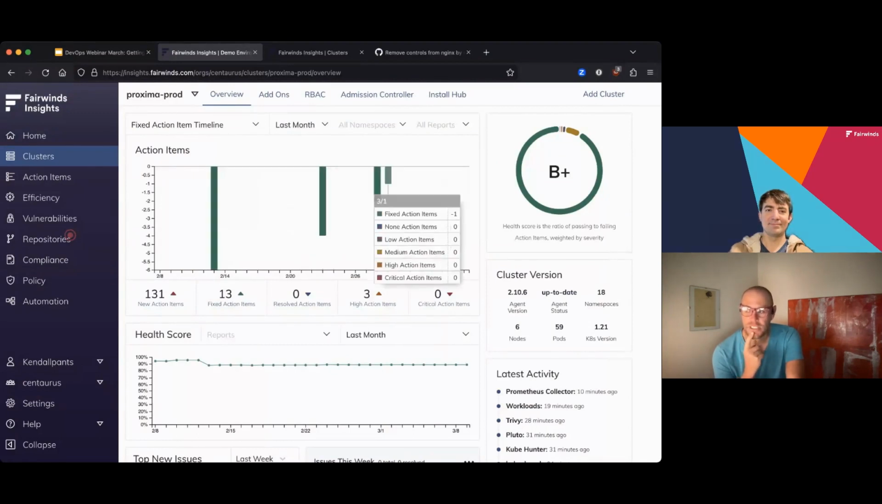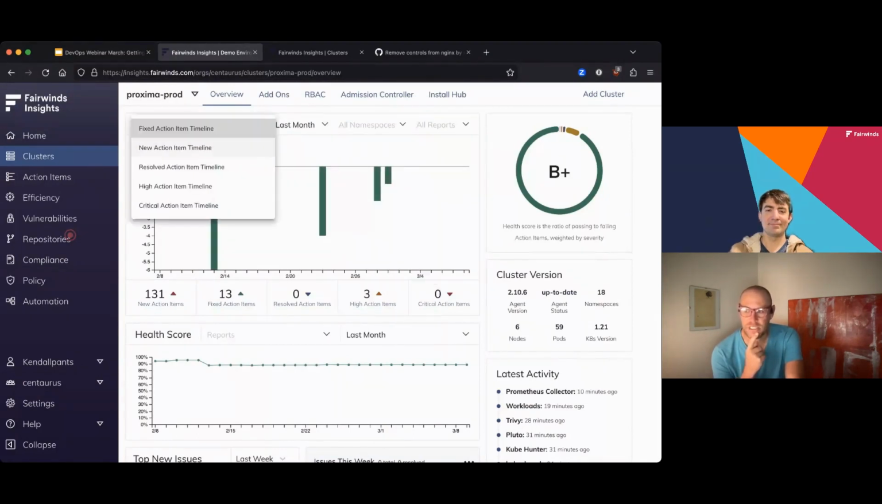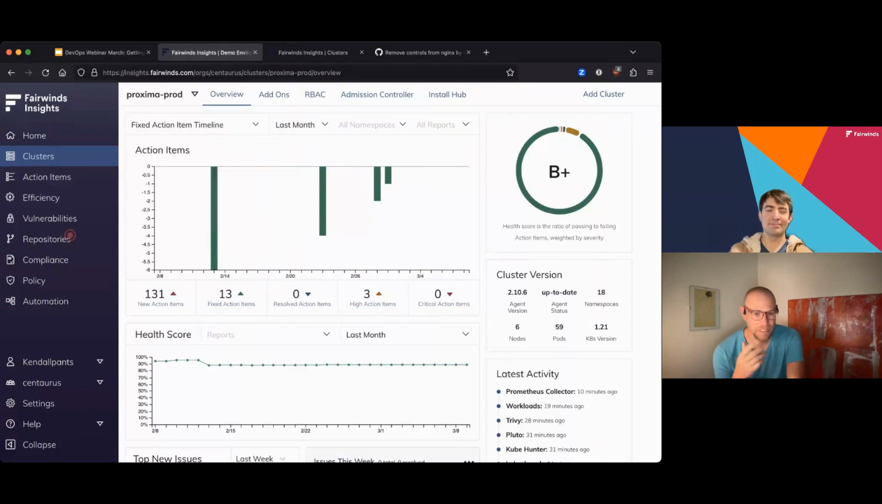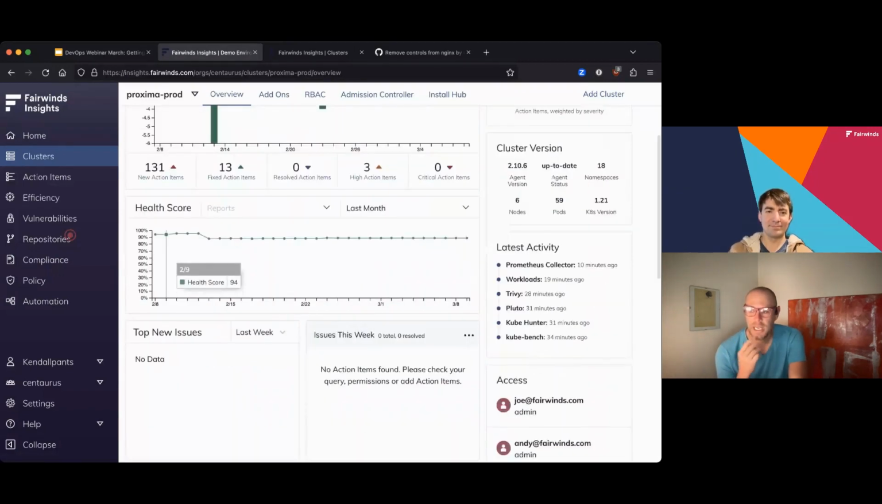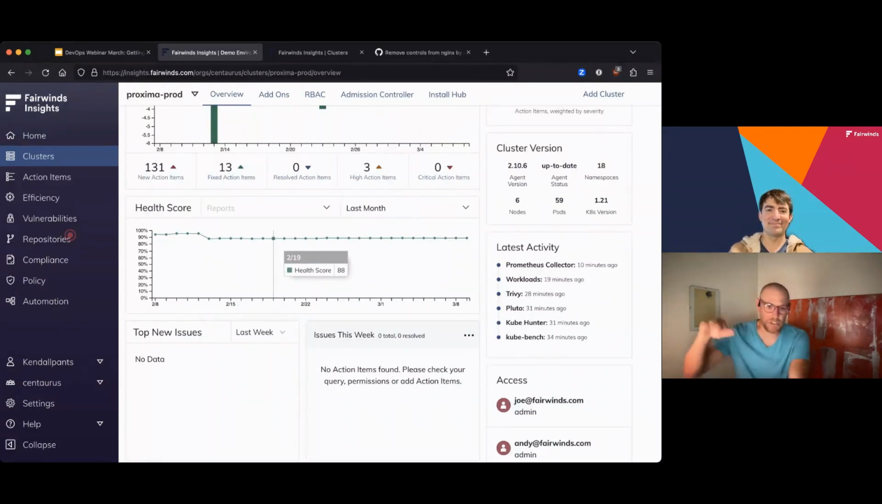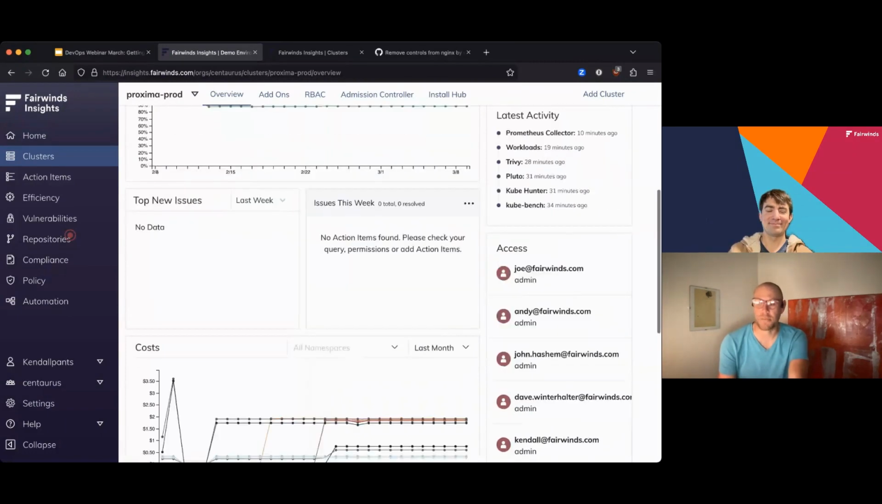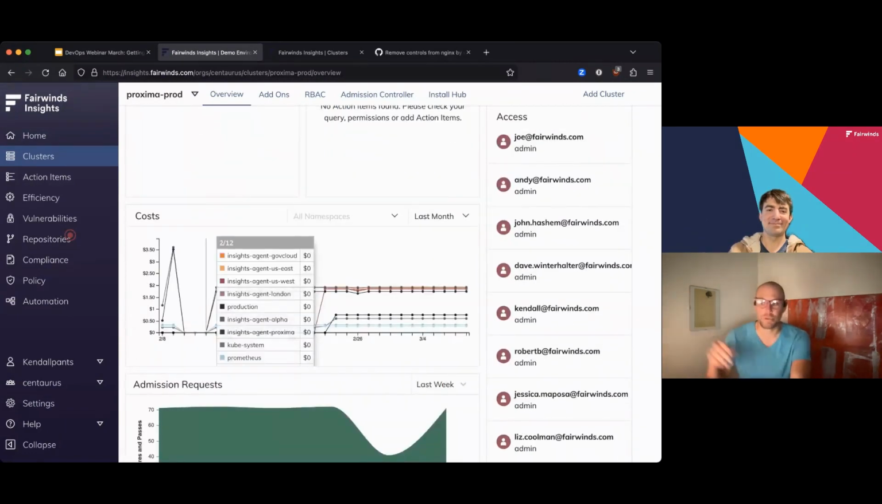So things that we fixed in this chart, you can change this to fixed, new action items, whatever. You can change the last month, the last year, whatever you want. And then we track this health score over time. So you can see this cluster improve from a 94 to a 96 and then drop down to an 88, right? So issues were introduced into the cluster and the cluster score is being affected over time. It's nice to be able to track that and see it improve.